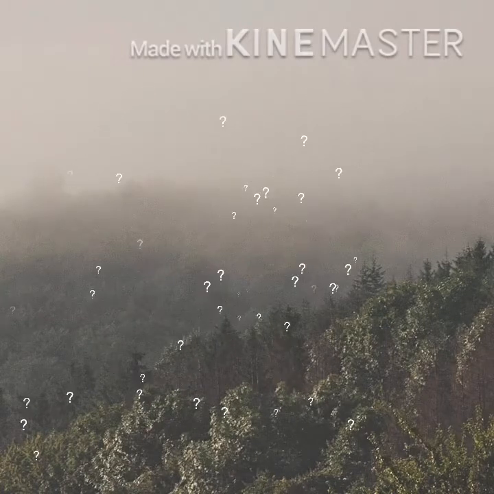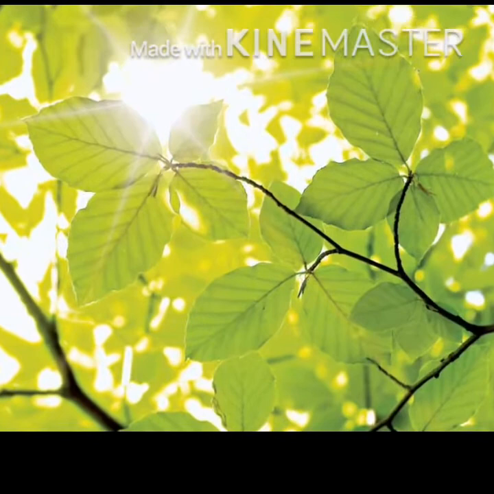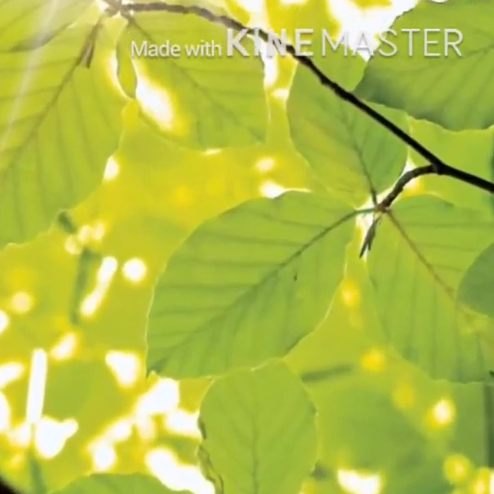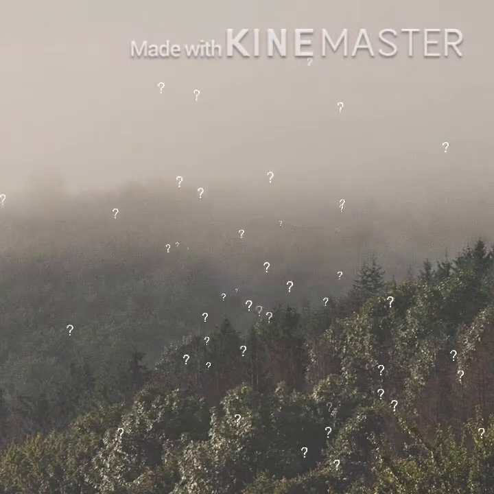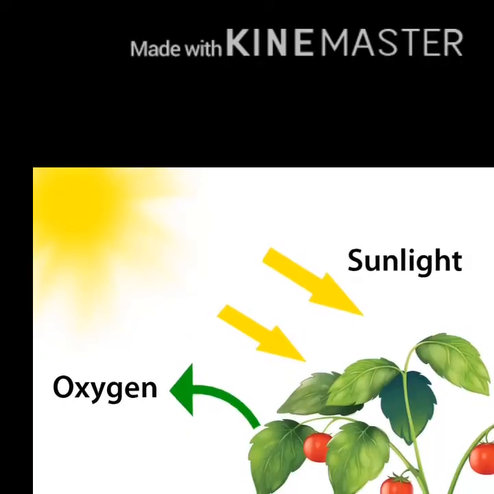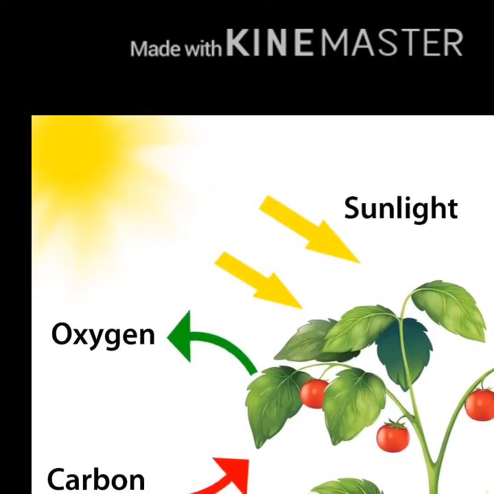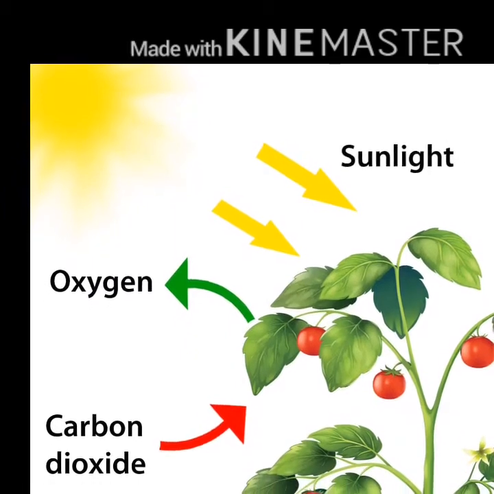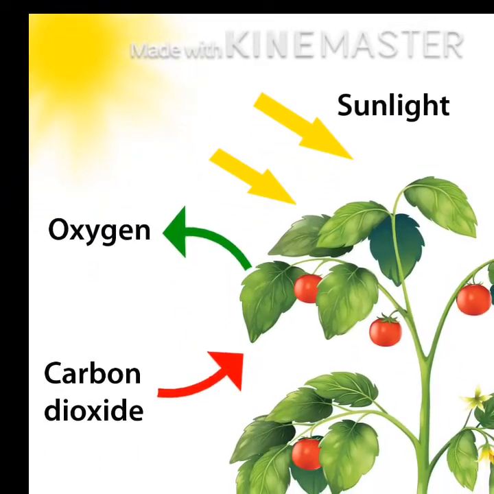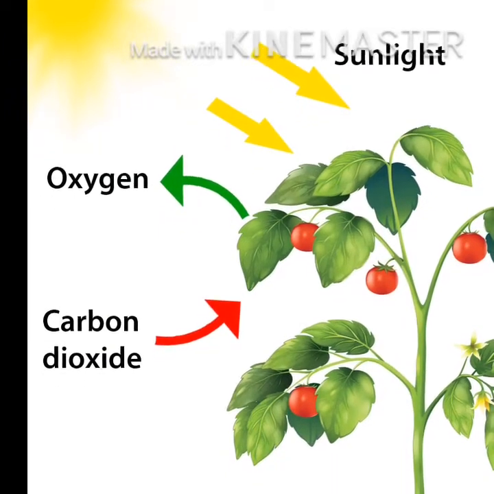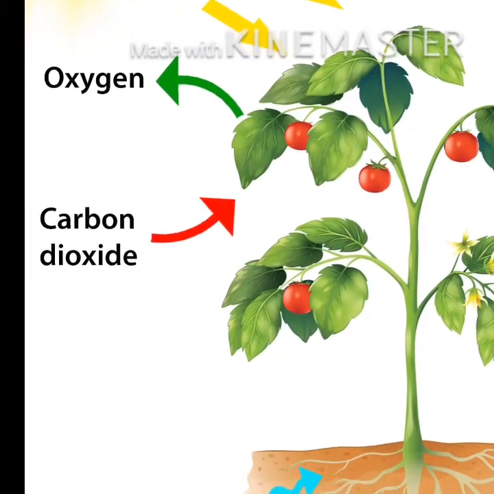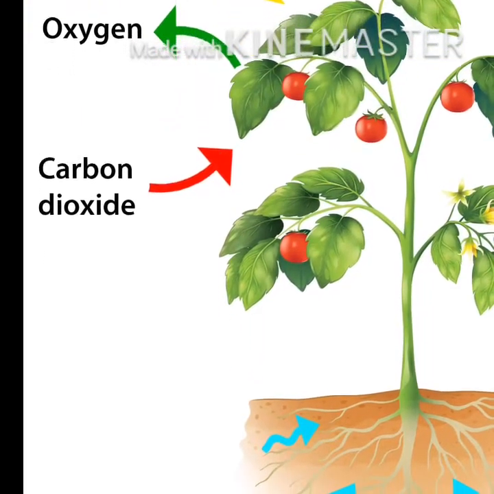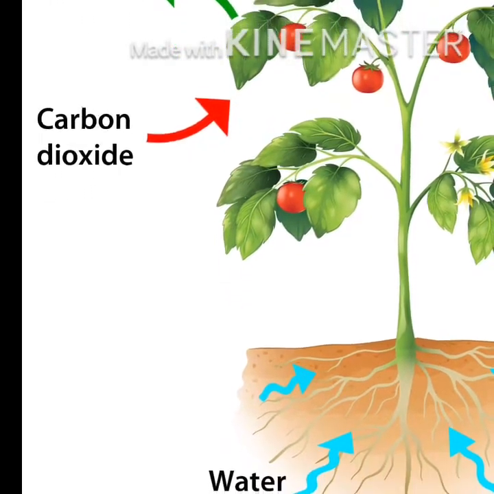The first question is, in which part do plants prepare their food? Plants make food in their leaves. The second question is, what do plants need to make food? They need raw materials, that is, sunlight, carbon dioxide and water. These raw materials are supplied to them from different sources. Carbon dioxide is supplied by air, while water is taken up by the roots from the soil. The energy to prepare food comes from the sun.